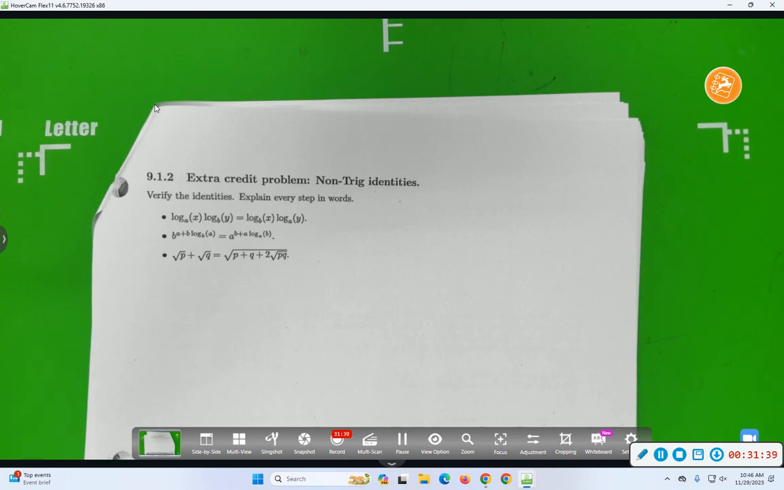I mean, I guess some. There are facts you know about trig functions, but there are facts you know about other functions too. Here are 3 equations that I claim are identities. So no matter what you plug into these equations, they'll always be true. As an extra credit, I'll have you convince me of that.